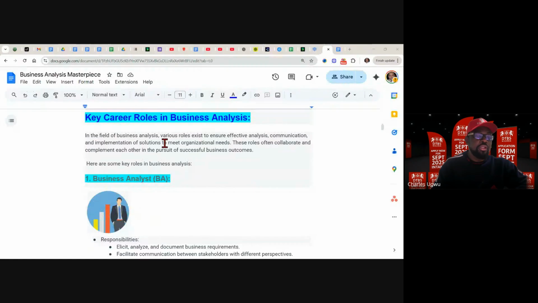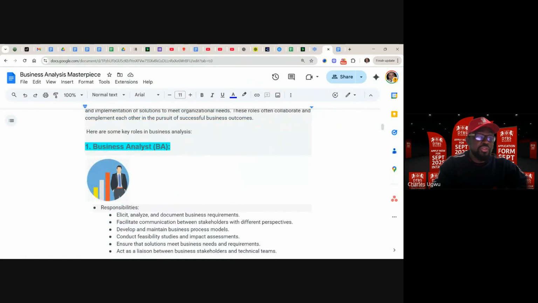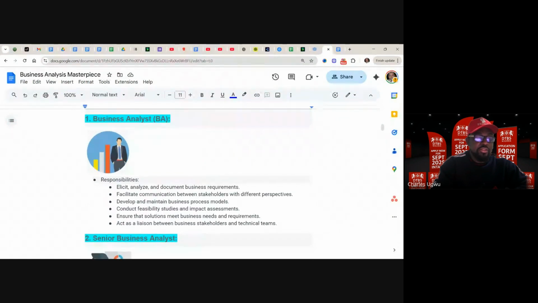Like I said, in the field of business analysis, various roles exist to ensure effective analysis, communication, and implementation of solutions to meet organizational need or stakeholders' need. So let's carefully look at all these roles, starting from BA, business analyst. These are the core role in business analysis and is very, very important. And what do they do? That's conventional business analyst. You do elicit, analyze, and document business requirement.